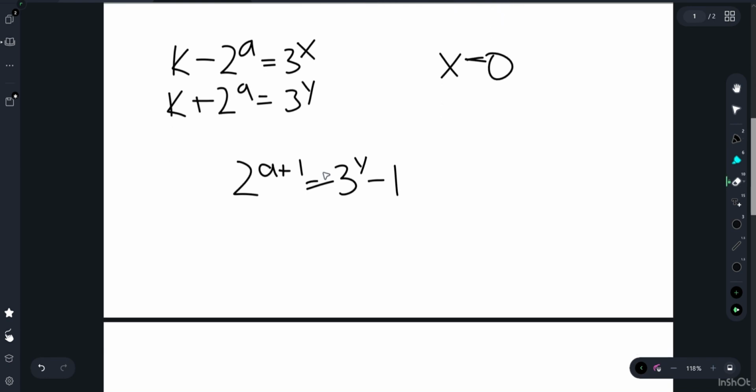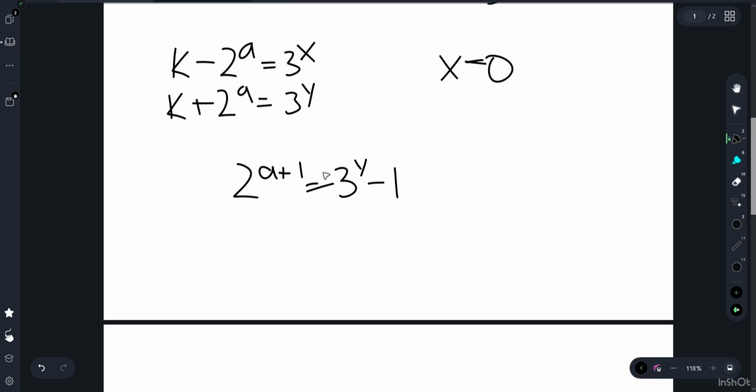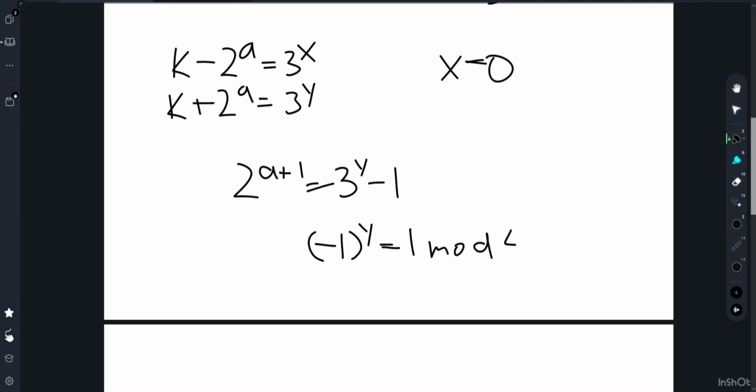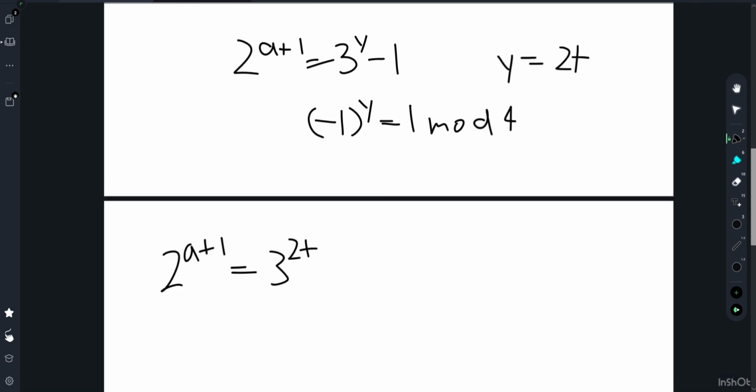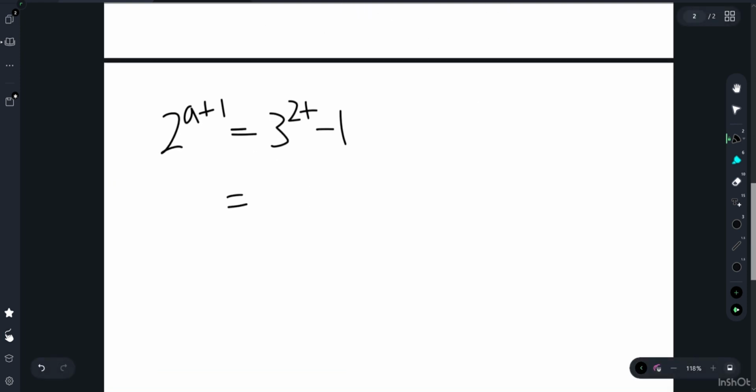Okay, so now let's take mod 4, and taking mod 4 gets us (-1)^y is equal to 1 mod 4. This tells us that y is an even number. So let y be 2t. So now we have 2^(a+1) is equal to 3^(2t) minus 1. Now doing difference of squares, this is (3^t minus 1) times (3^t plus 1).